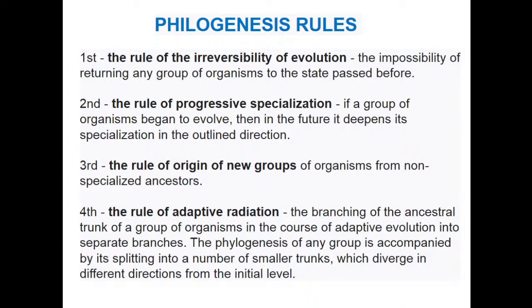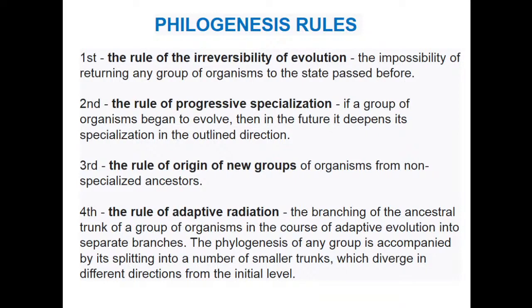Next, phylogenesis rules. First, the rule of the irreversibility of evolution: the impossibility of returning any group of organisms to a state passed before. Second, the rule of progressive specialization: if a group of organisms begins to evolve in some direction, then in the future it deepens its specialization in the outlined direction.